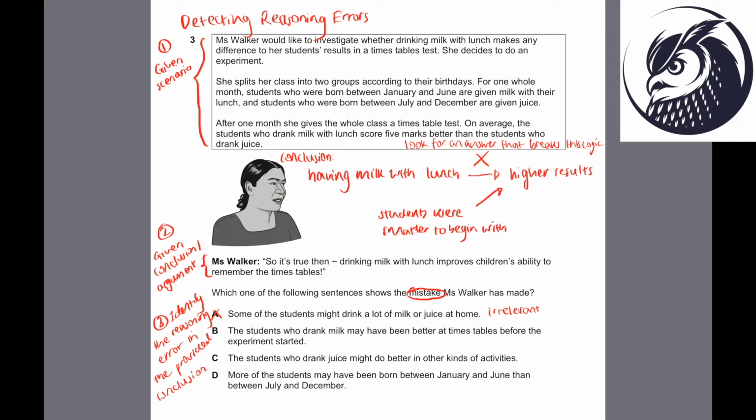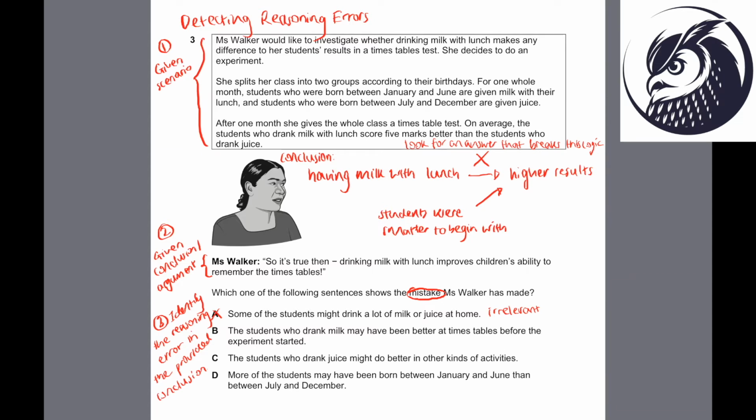And you can obviously see that this option B really breaks the logic in Ms. Walker's conclusion, because she thinks that it's the milk that's causing the higher results. But option B is saying, wait a second, no, these students were smarter to begin with. It had nothing to do with drinking milk. And that definitely breaks the logic in Ms. Walker's conclusion. So I could positively say that option B is going to be one of our strongest options.